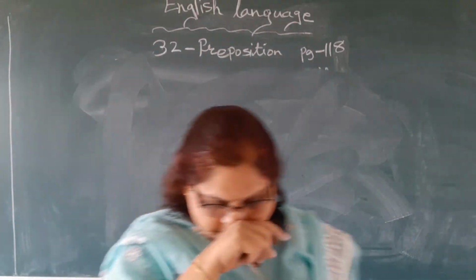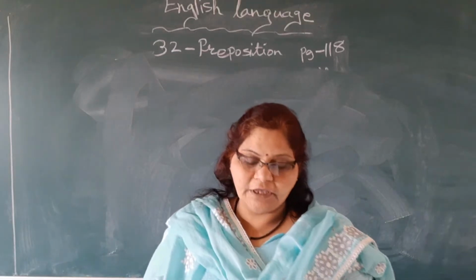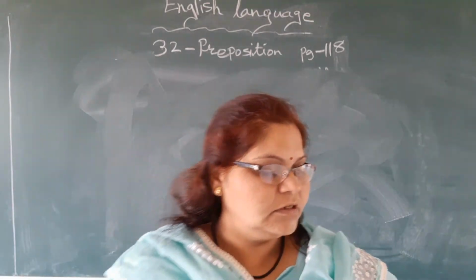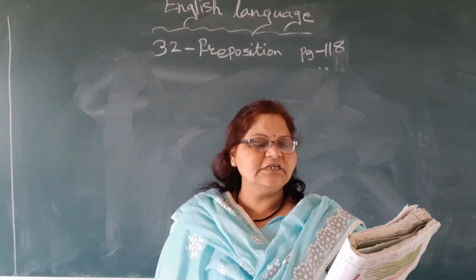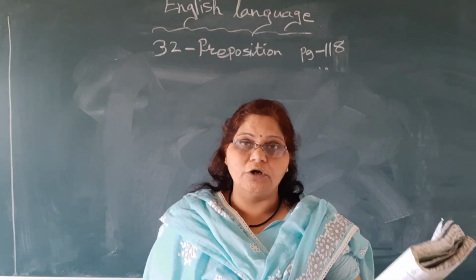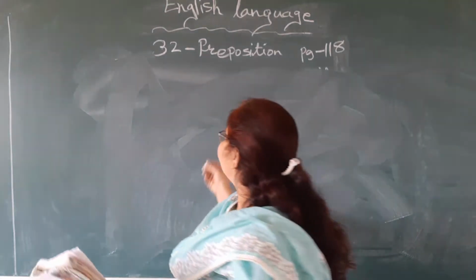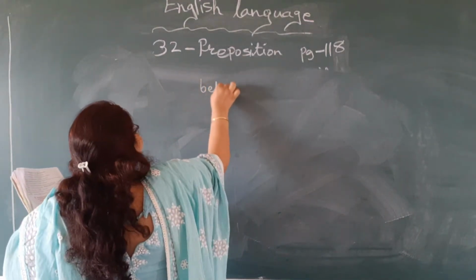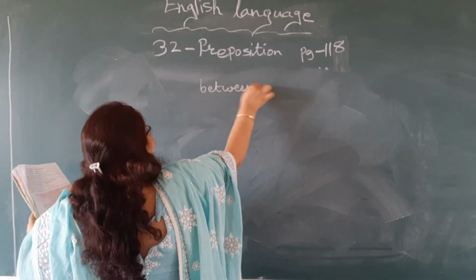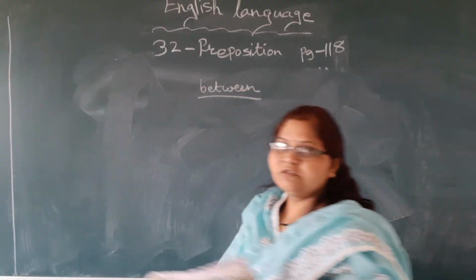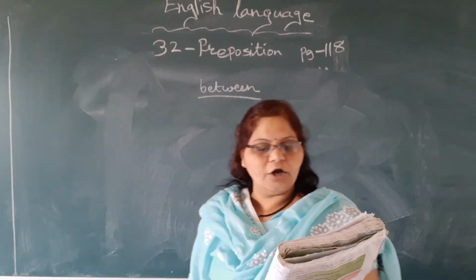The examples we are going to refer to are from the book. Okay. See, for example, there was a table between two cots. So how many cots are there? They have mentioned? Yes, two. So there we have used the preposition, that is between. There was a table between the two cots.